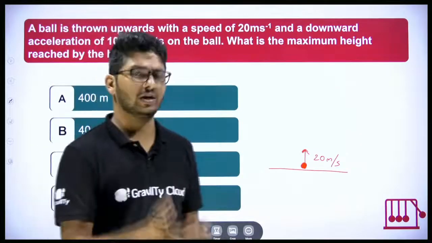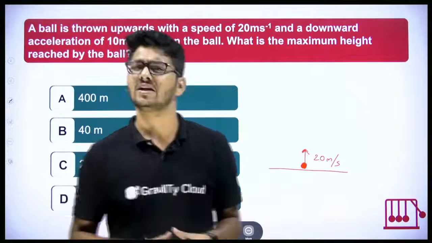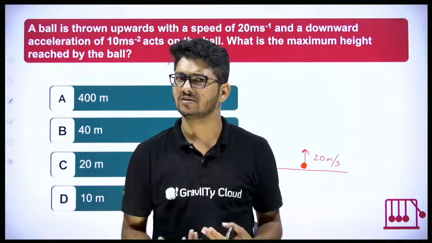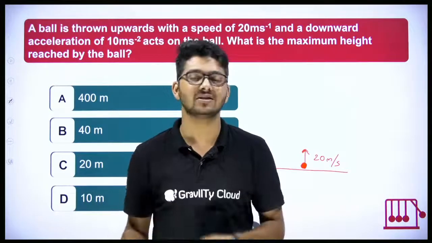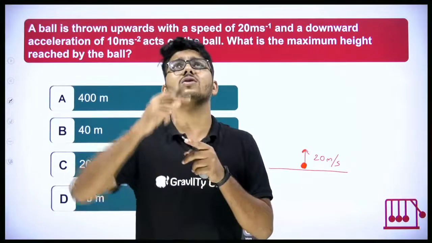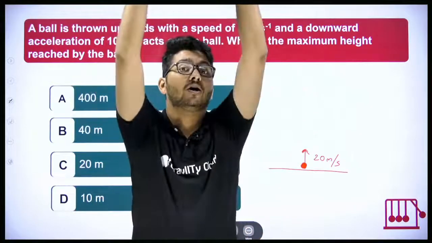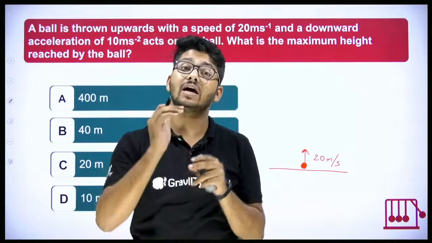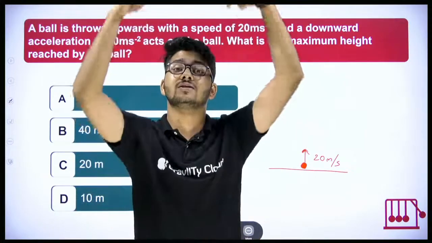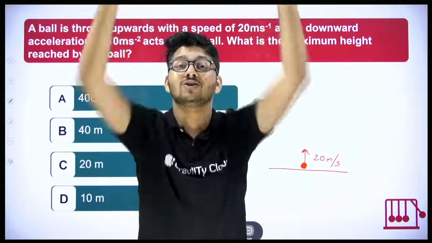Now generally when you throw a ball up, what happens to its speed? Will it increase or decrease? As you throw a ball up, its speed decreases, because the ball goes to some height, stops and comes down. So forget about coming down. While it is going up, its speed decreases and becomes zero.